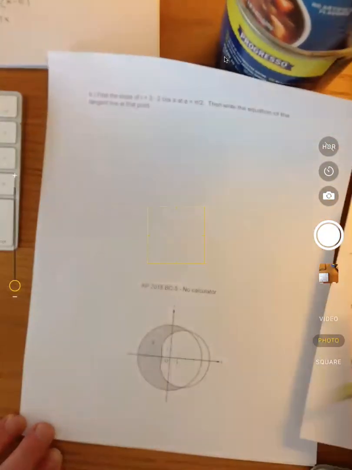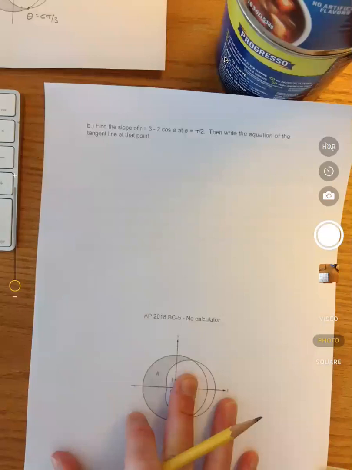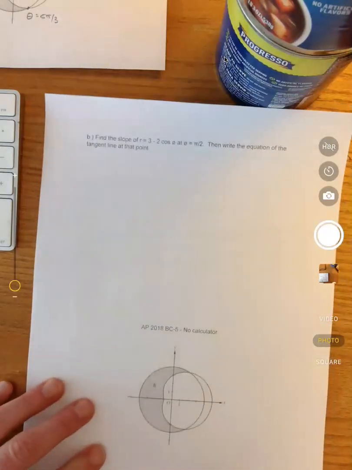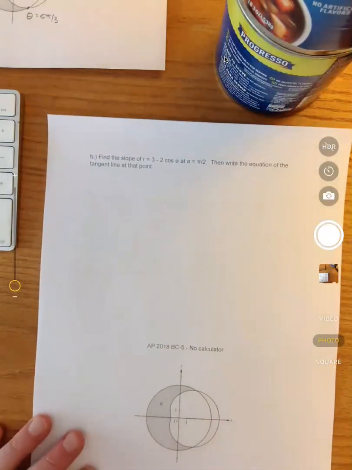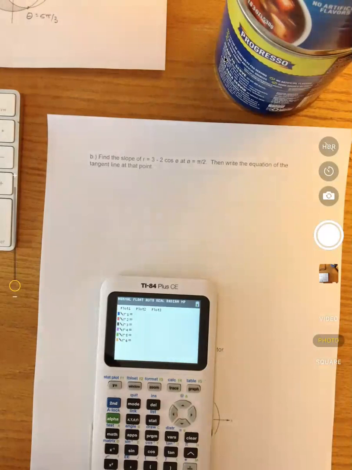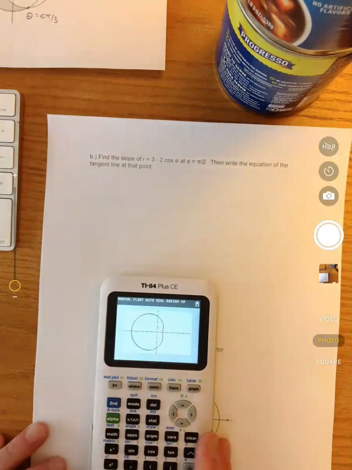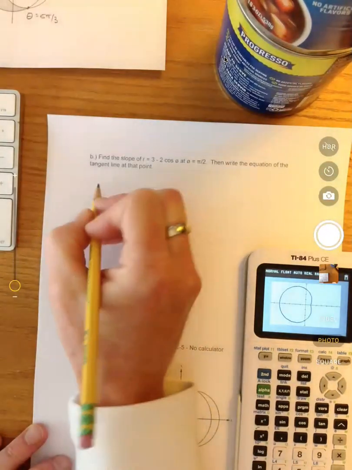All right, let's look at a quick other one here. Find the slope of this function and then write the equation of the tangent line. I want to get a good sketch. 3 minus 2 cos theta. Zoom 4, what's this thing look like? Oh, it looks like a big cardioid. All right, this is nice and pretty.